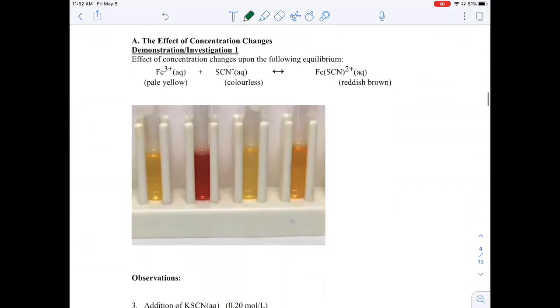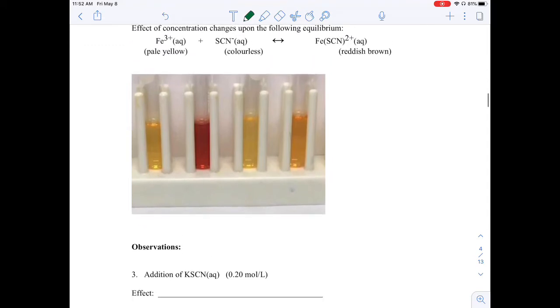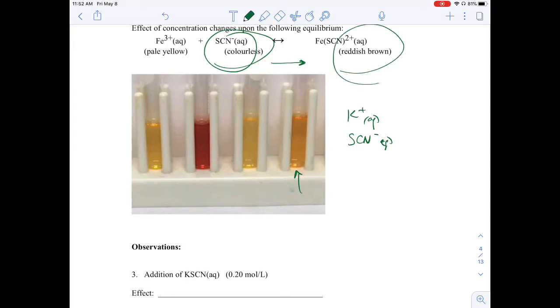In the next one, we will add something that is in this system. So we're going to add potassium thiocyanate, and potassium ions are there, and then SCN negative, the thiocyanates, are here. So we're adding a colorless chemical. We would expect that, normally with our basic understanding, when you're adding something colorless, it'll make it a little bit lighter in color. But what's happening here is by adding thiocyanate, the equilibrium system is disrupted, and it goes to produce more of the product. So this becomes a more reddish brown color because the equilibrium is shifted from the reactants to use up the excess thiocyanate.